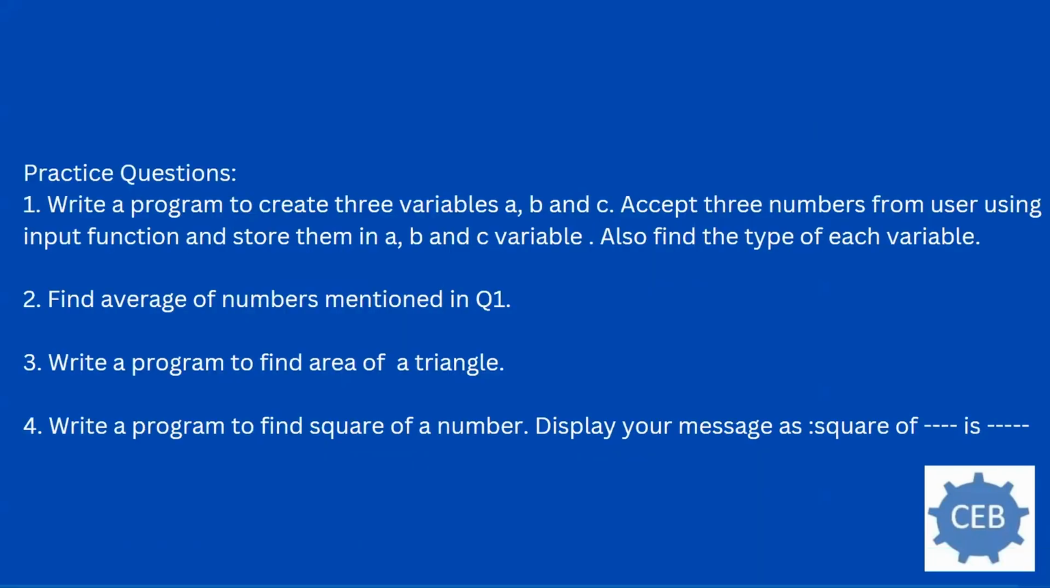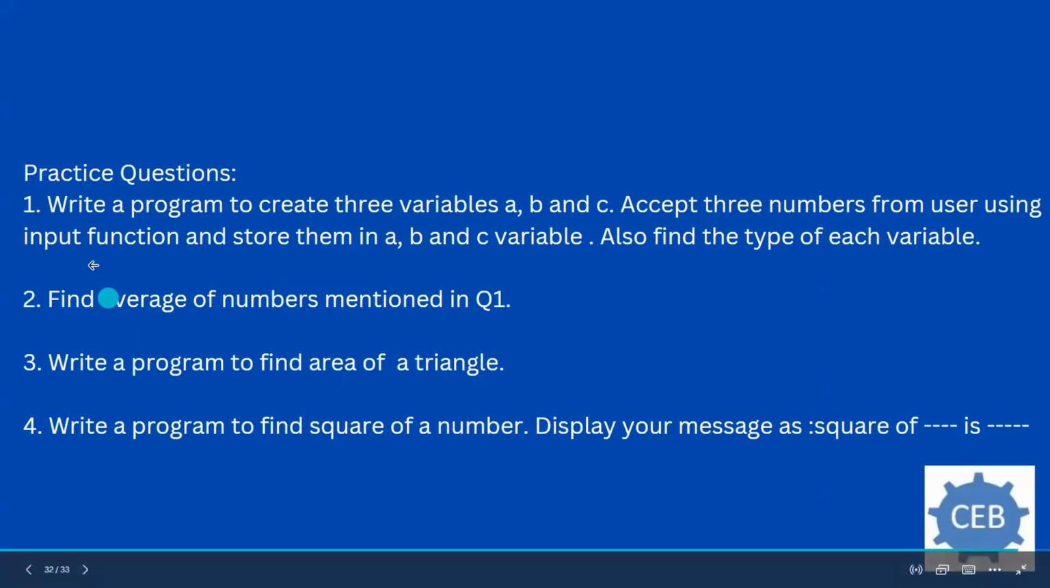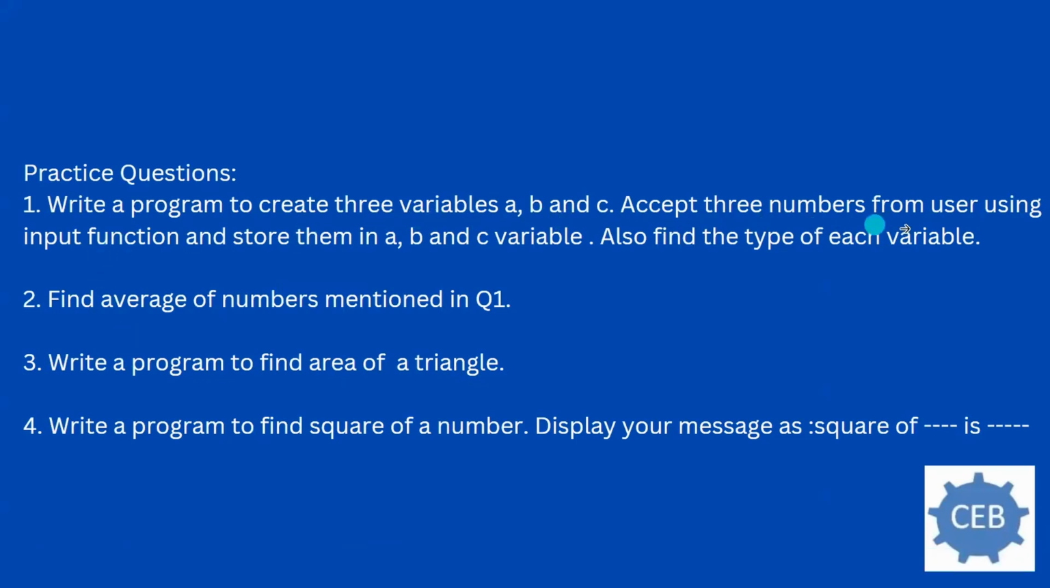So these are the practice questions that you have to practice by yourself. You have to write a program to create three variables A, B, C, accept three numbers from the user by using the input function and store them in A, B, and C. Also find the type of each variable.